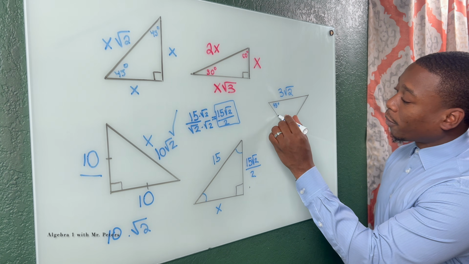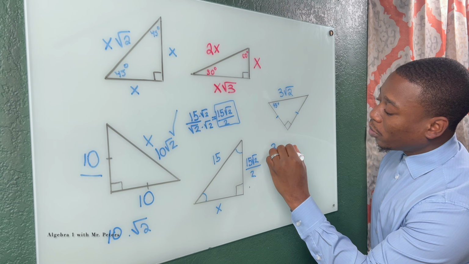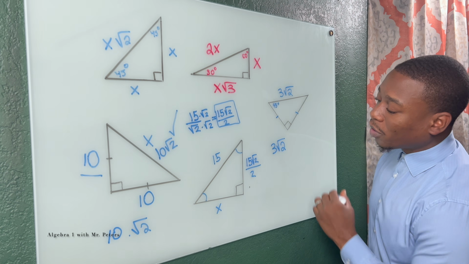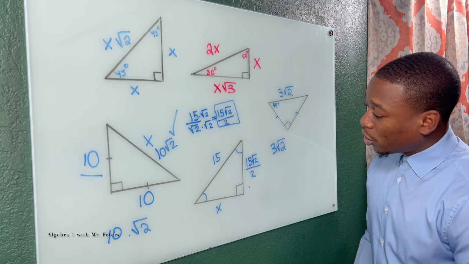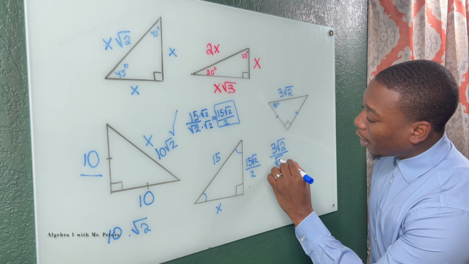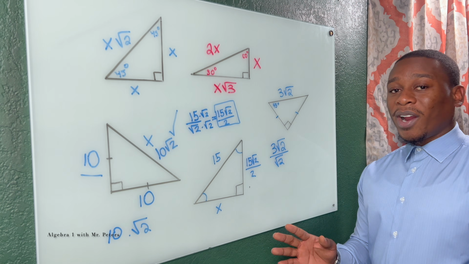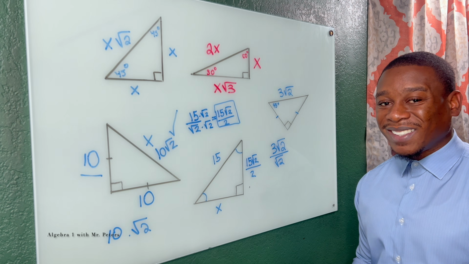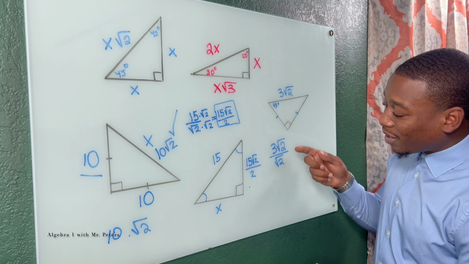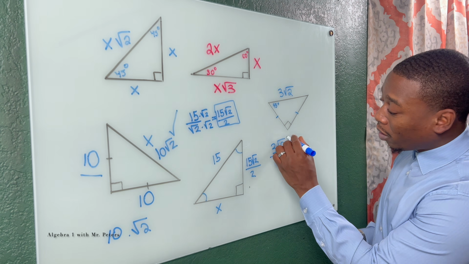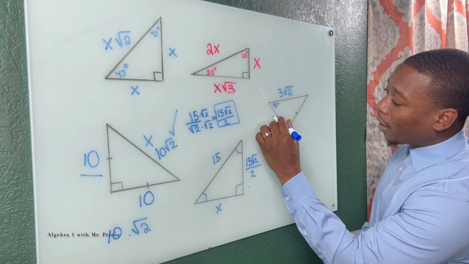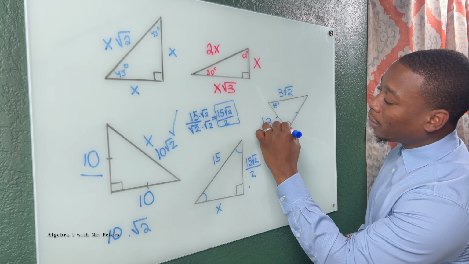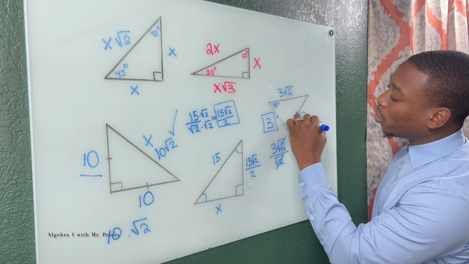We have 3 radical 2. We have the hypotenuse. Now we're trying to say to ourselves, okay, what is the leg? So to find the leg, we're just going to divide by radical 2. See, right here, what we could do to simplify is just understand this is a fraction, meaning what? I could cancel these out, and I know that my leg or legs are going to be equal to 3.